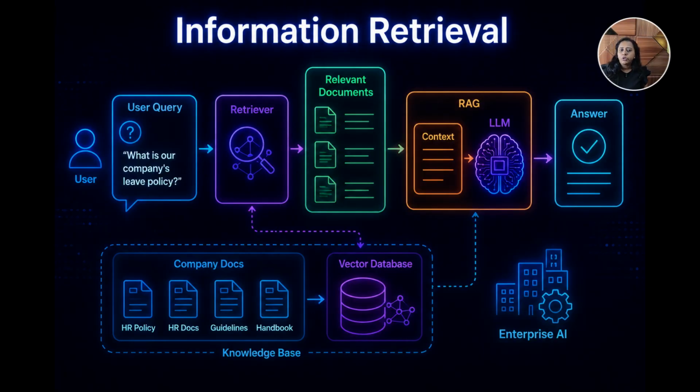In information retrieval, instead of generating answers, an NLP system retrieves the most relevant document. This is especially important in enterprise AI. In a real-world example, when you ask, what is our company leave policy? A RAG system first retrieves the relevant HR document before an LLM generates the answer. This is why information retrieval remains one of the most important NLP concepts for a GenAI engineer.